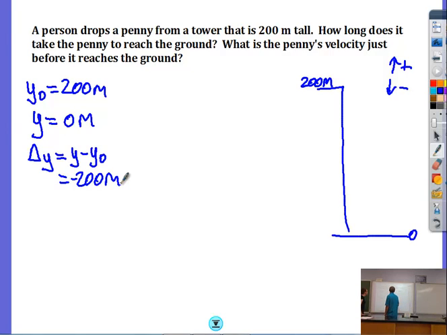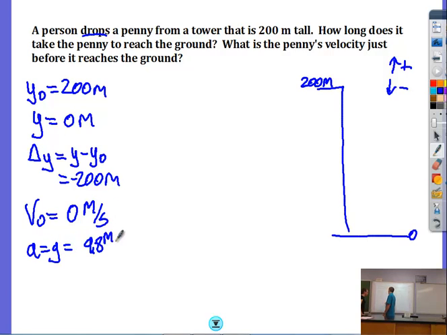Okay? And it says a person drops a penny. Okay, if you drop something, you're not throwing it, so your initial velocity is just 0. Right? It started at rest, 0 meters per second. And we do know acceleration due to gravity. Right? And we know the acceleration is actually the acceleration due to gravity, which is 9.8 meters per second per second. But again, we have to pay attention to sign. So if up is positive, down is negative, then gravity acts down. Yeah, so negative 9.8 meters per second per second.